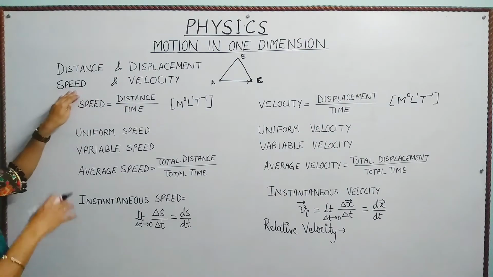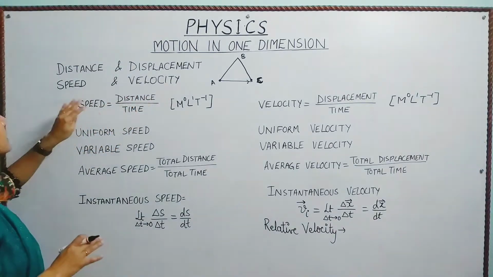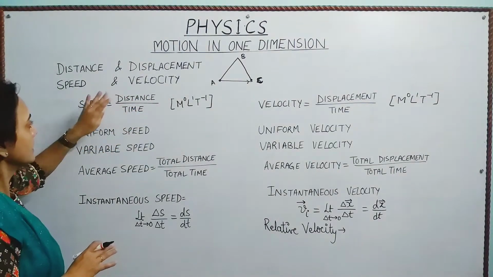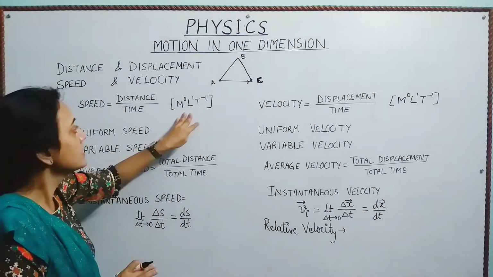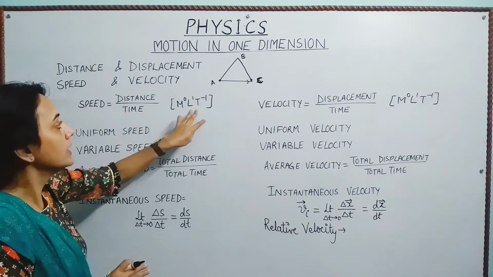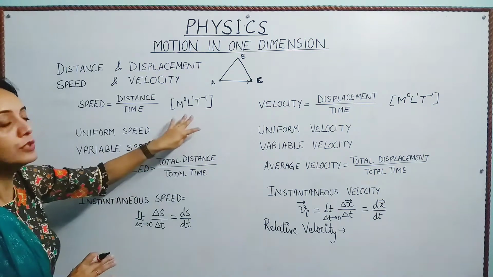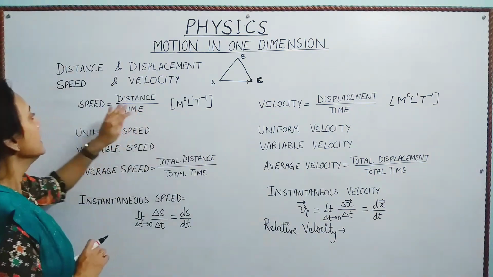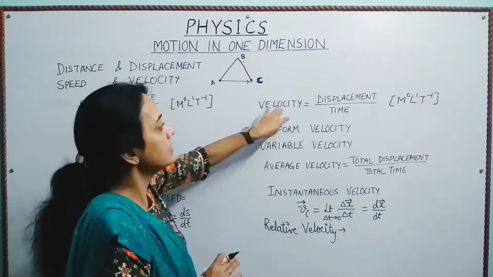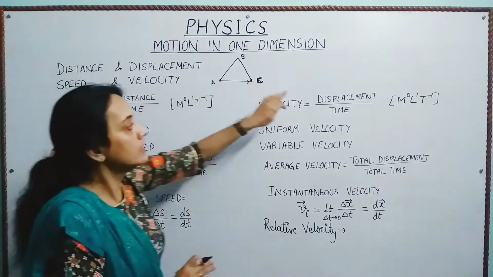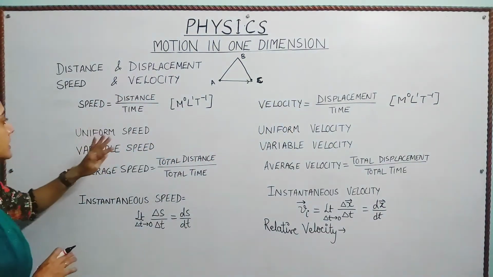Now speed is again a scalar quantity, whereas velocity is a vector quantity. Speed is distance divided by time, and its dimensions are M^0 L^1 T^-1. This you must have studied, you must have knowledge about units and dimensions. Now compared to speed, velocity's formula is replaced with this. In place of distance, we have to write displacement. So velocity equals displacement upon time.